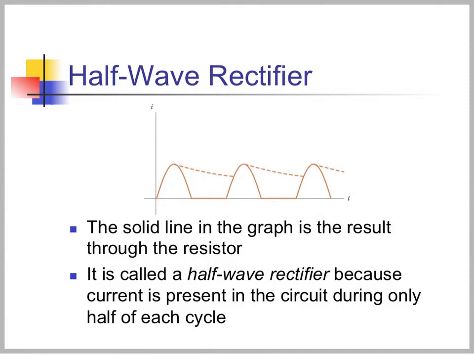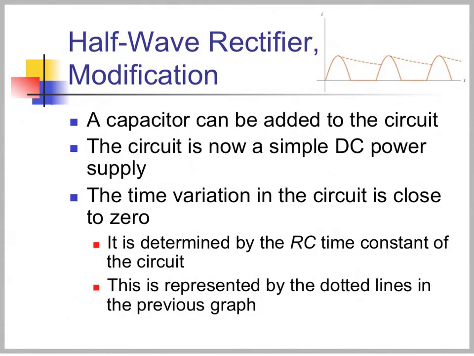Now, if I add a capacitor to the circuit, then the capacitor stores charge during this part of the cycle and then discharges it during this part, and it acts to level out the voltage, so you almost get a DC power supply. The time variation in this circuit is close to zero, and it's determined by the RC time constant of the circuit. It's represented by the dotted lines in that graph.